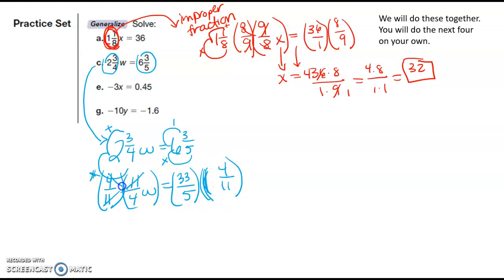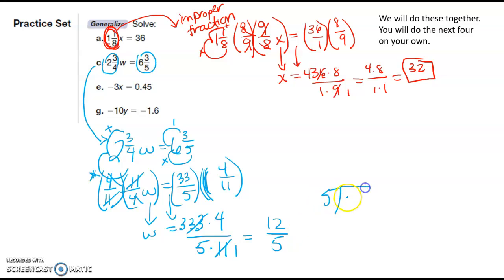Now we're going to multiply by the reciprocal, which is 4 over 11, on both sides. Oops, I'm having trouble with my drawing tool here, sorry. So 11 cancels and 4 cancels. The W comes down. The equals comes down. We have 33 times 4 over 5 times 11. 11 will go into itself once and into 33 3 times. So I have 12 over 5. Now I'm going to make this into a mixed number. 5 goes into 12 twice with 2 left over, or 2 2/5. That's my answer to C.